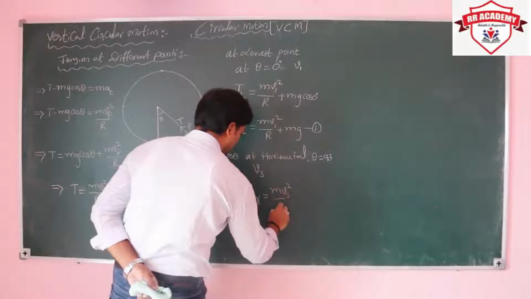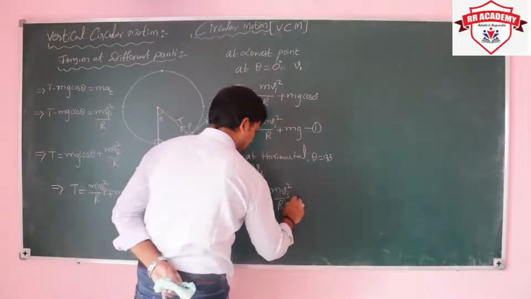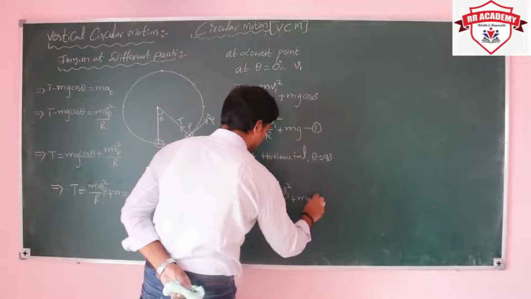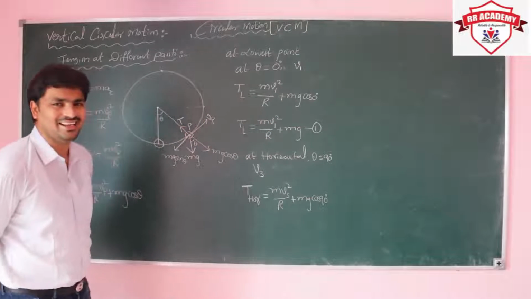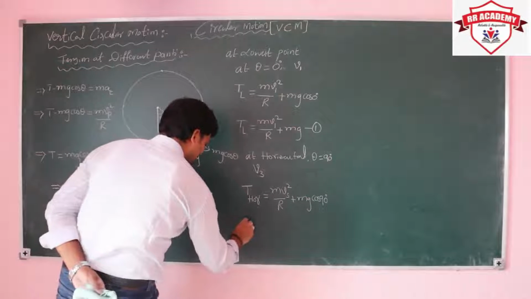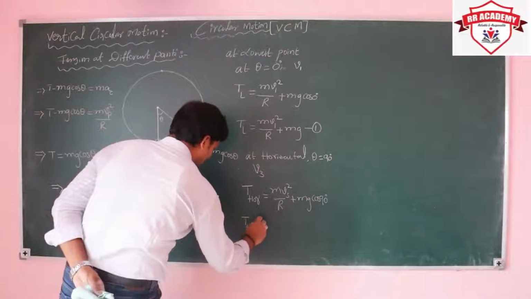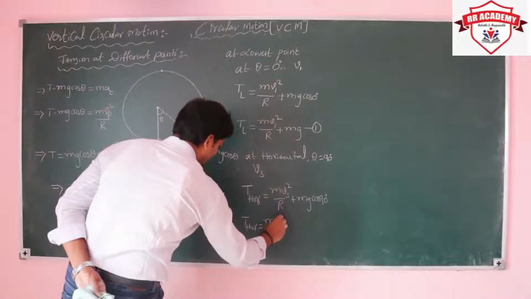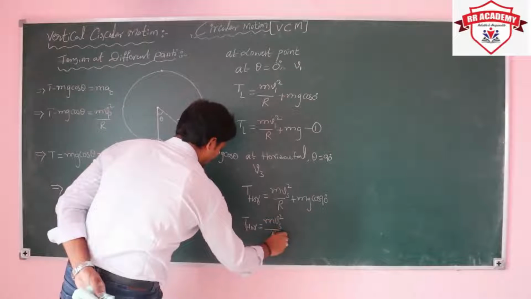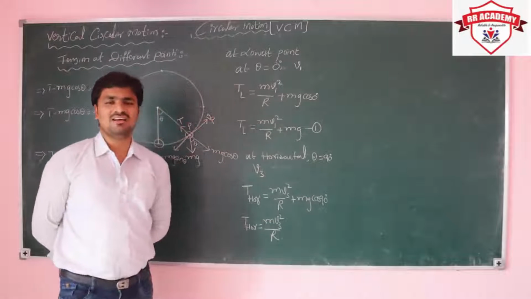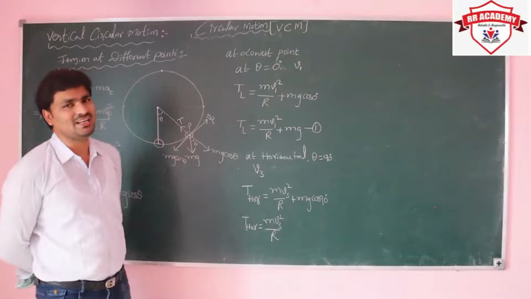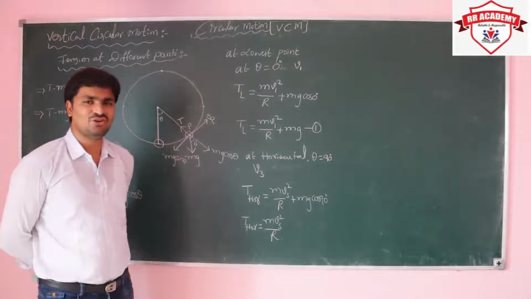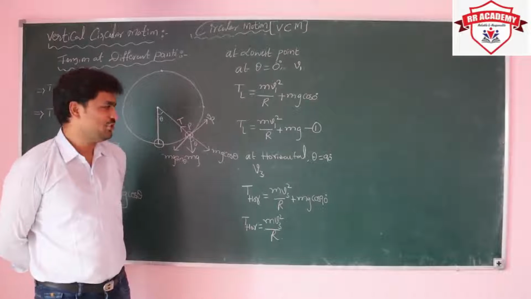mv3 square upon r, plus mg cos 90. Cos 90 is 0. So in the horizontal position, the tension is mv3 square upon r. Simply, what is the value of V3? V3 square is equal to V1 square minus 2gr. So you can substitute that.